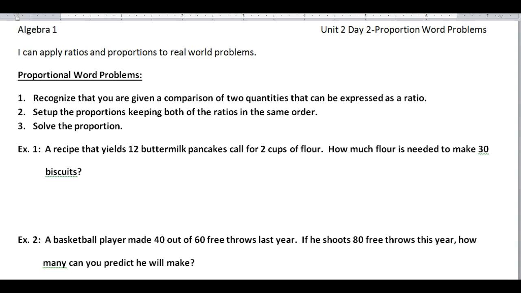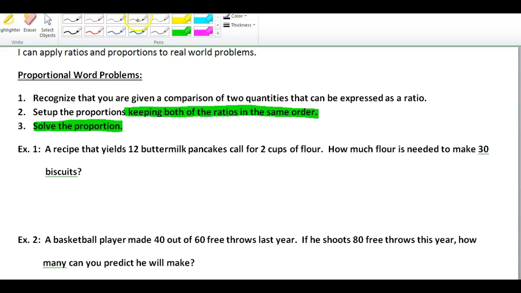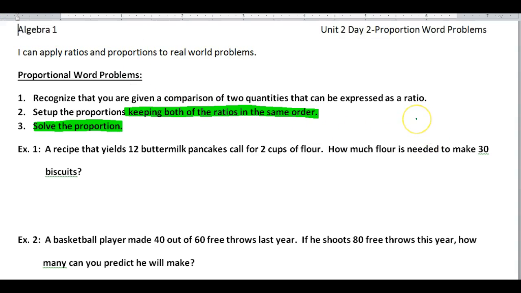Now when you set up your proportion, it is very important that you keep both ratios in the same order. That is the most important part of these word problems. And then all you do is solve the proportion. Now, it is important to recognize what your answer is going to represent, so always summarize your answer at the end so you know what you're solving for. So let's look at it.